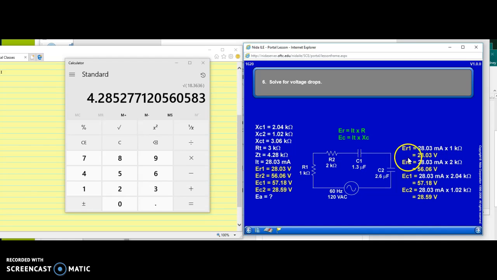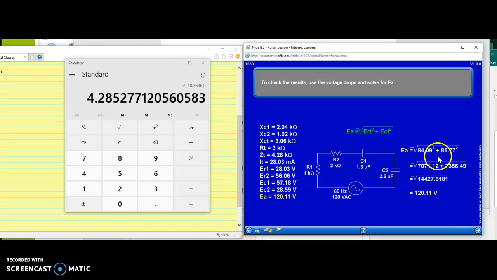For ER1, it's a resistor, 28 milliamps times 1K, 28.03 volts. ER2 is a 2K, 28.03 milliamps times 2K, 56. Now we see those two. So for C1, we'll have the same current, but we've got to use the X of C1, which is 2.04K. We see it up here. Do the X of C2 for EC2. Multiply the current times that, and we get 57 and 28.59. Obviously, we add all these up, way more than 120 volts.